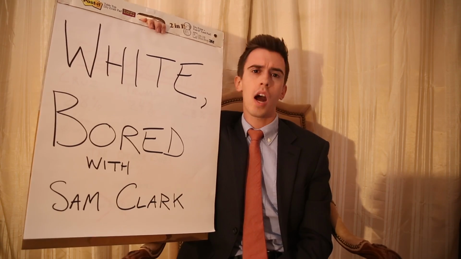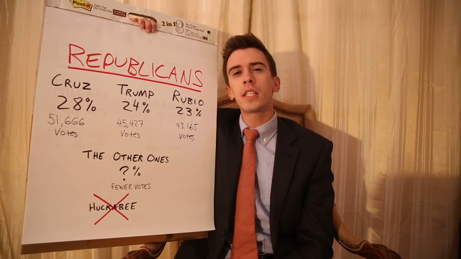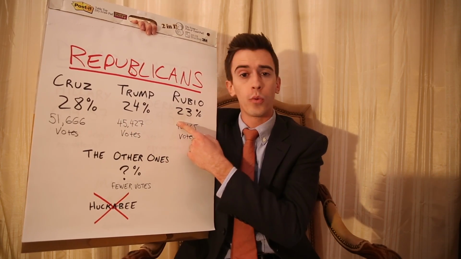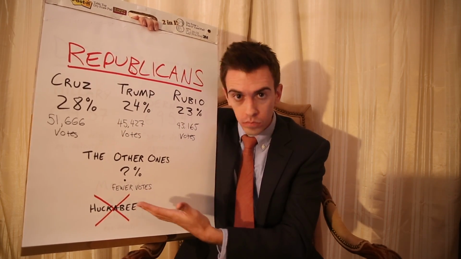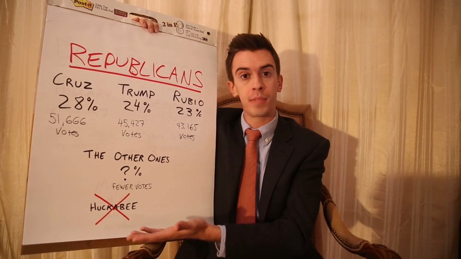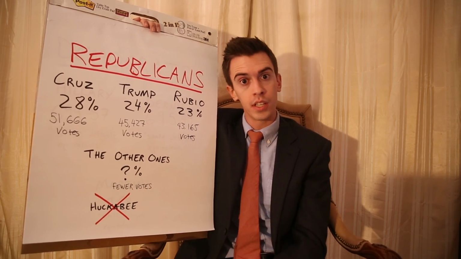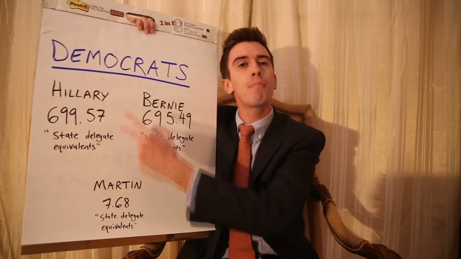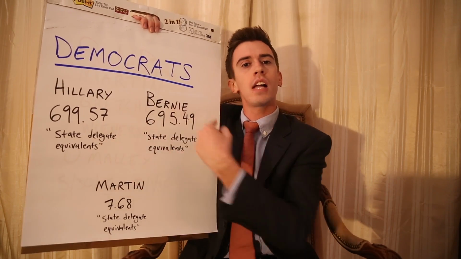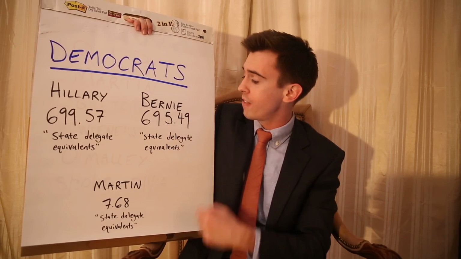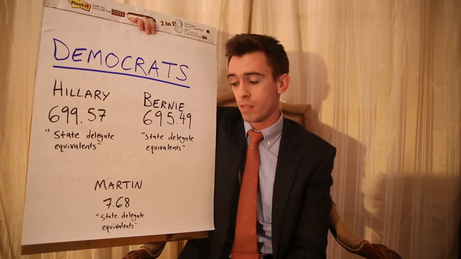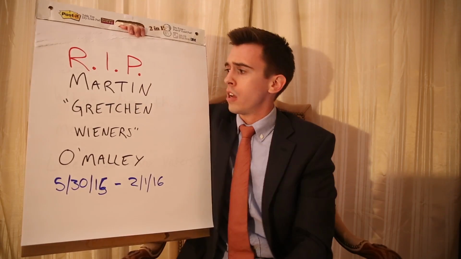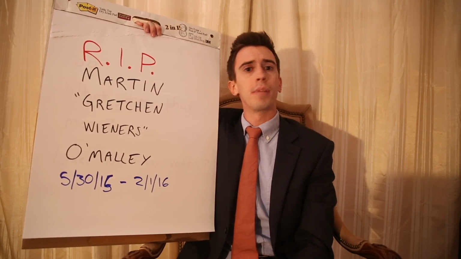Today, the Iowa Caucuses. On the Republican side, Cruz pulled out a victory with 28% of the vote, Trump with 24, Rubio with 23. The other candidates were also there. Huckabee dropped out. He was apparently still in it. But on the Democratic side, Hillary pulled out 699.57 state delegate equivalents. Bernie had 695.49 state delegate equivalents, and Martin O'Malley 7.68. Moment of silence for Martin O'Malley, dropping out of the race.